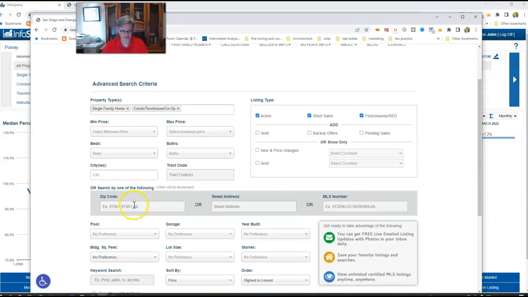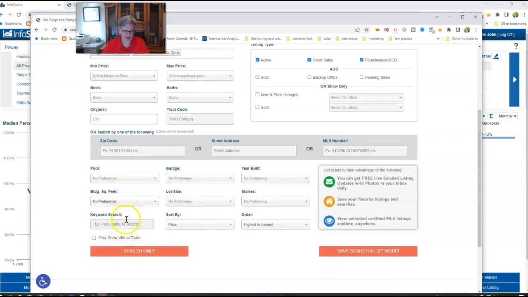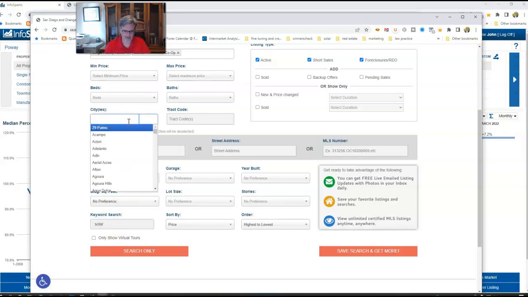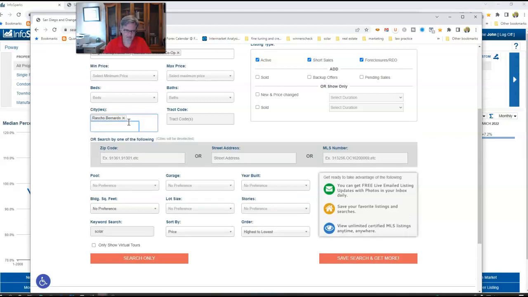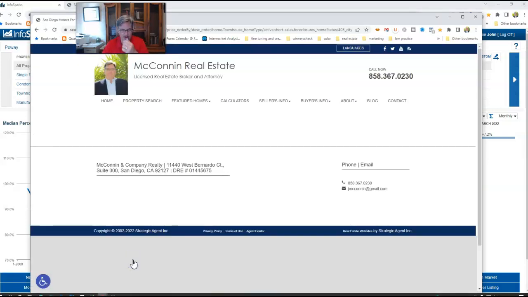into your search and type in a keyword search, which most websites allow you to do. And you type in solar. Now, I'll type in, let's say Poway. No, we'll type in Rancho Bernardo this time, which is right next to Poway. Rancho Bernardo. And now I'll hit search because solar's still there.